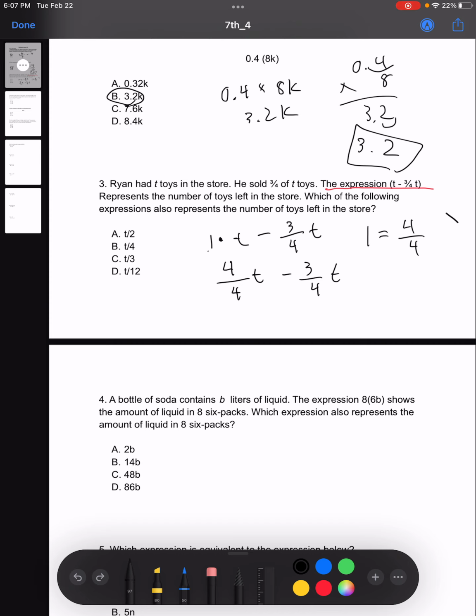So rewriting the 1 into 4 over 4, we can easily solve this problem by subtracting 3 over 4 from 4 over 4, which really just gives us 1 over 4t, or t divided by 4. This would make our answer B in this problem.